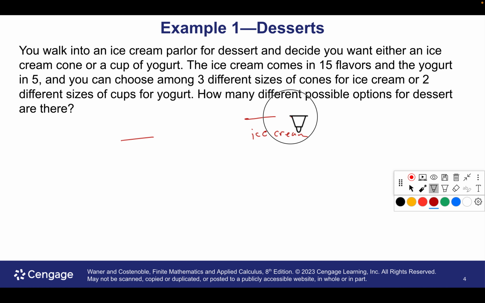So ice cream, we got 2 choices. We've got 15 flavors, and then we've got 3 different sizes. So that's a 15 times 3, right? Because for each flavor, I got 3 things. I could do the small, medium, large. Each flavor, small, medium, large. So think of it as 15 times 3. Okay, so that's the total of choices there.